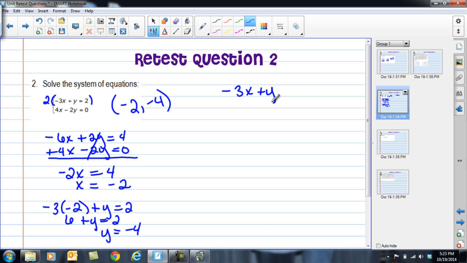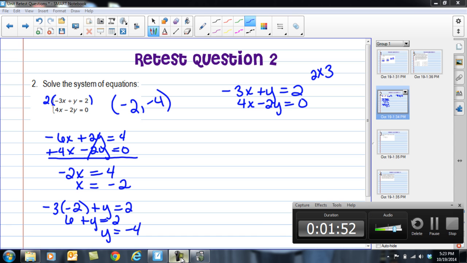This is also set up perfectly. I'm just going to rewrite them to use in a matrix because they're in standard form. So x's and y's are together, and I can just plug this into a matrix into my calculator. I have 2 rows and then 1, 2, 3 columns, so it becomes a 2 by 3 matrix.